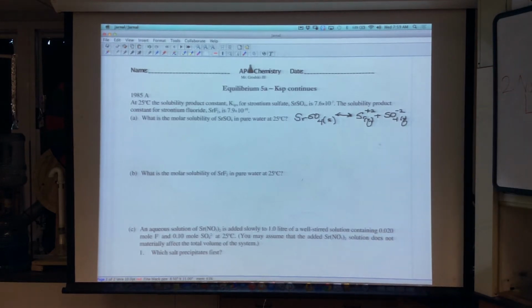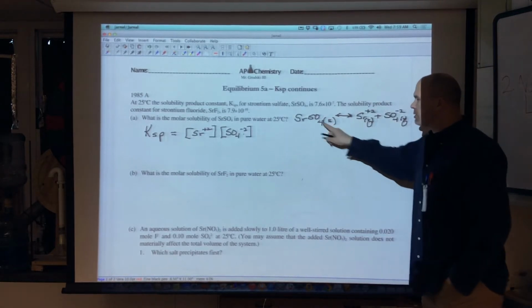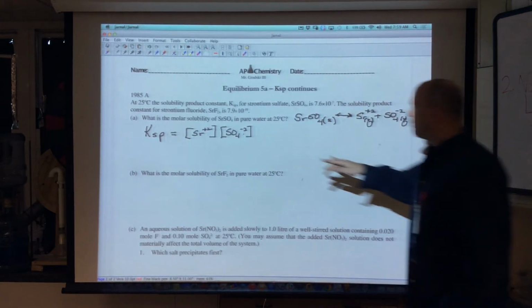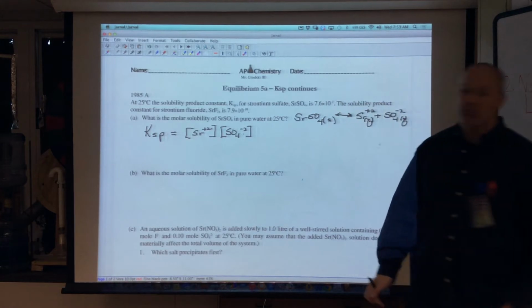So all I do is a Ksp expression. Ksp is going to be equal to products over reactants, coefficients become exponents, solids and liquids don't apply. So what we have here is strontium sulfate, which we don't use, and we have just the product of the ions. That's why it's a solubility product. So strontium plus 2, and we have sulfate, SO4 negative 2. And because there are no coefficients here, it's a 1-to-1, we have, of course, coefficients of 1 here.